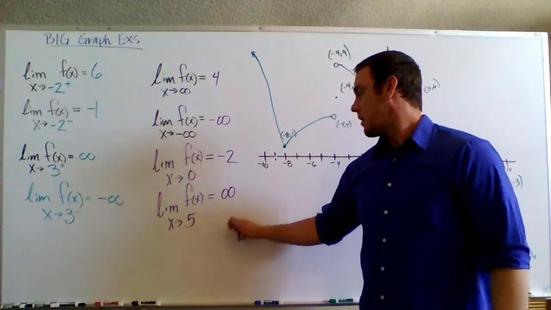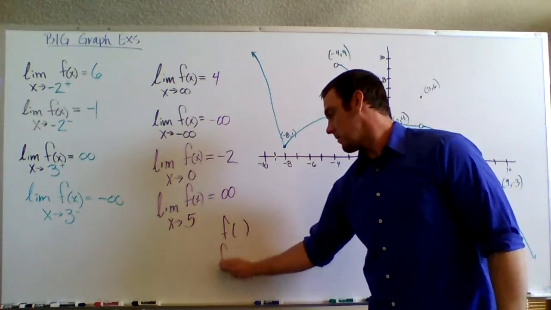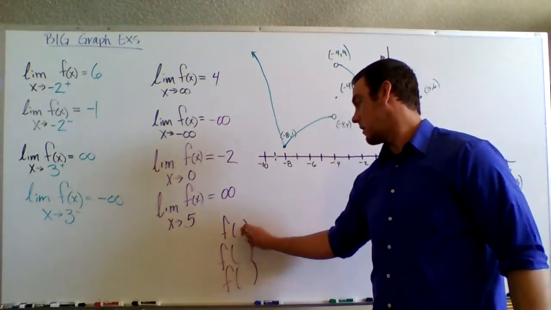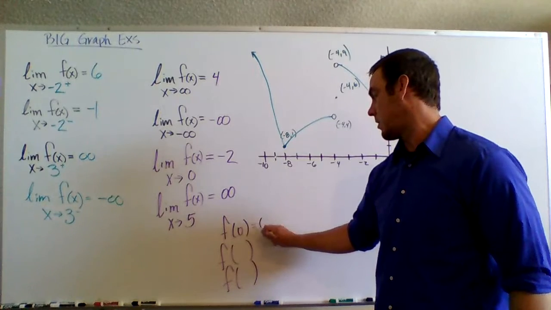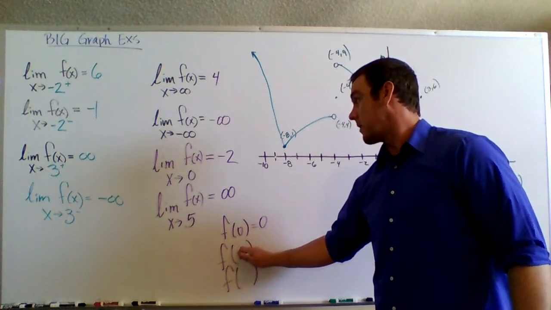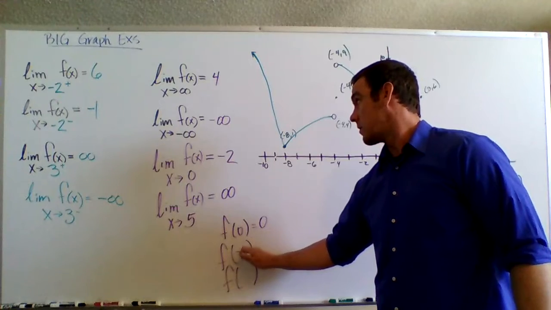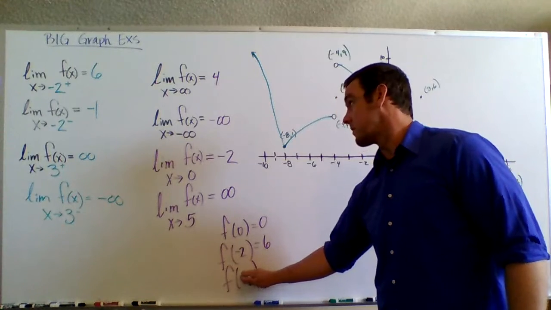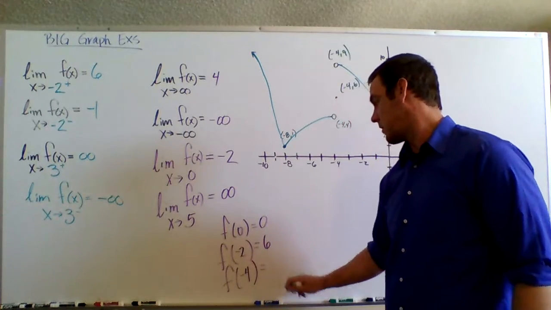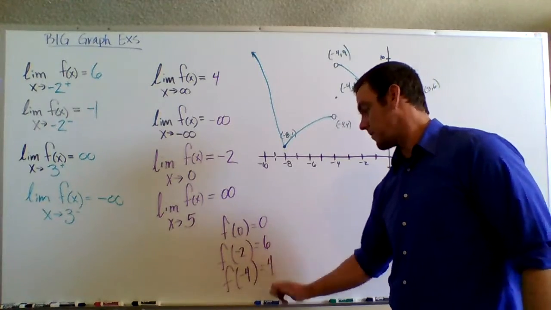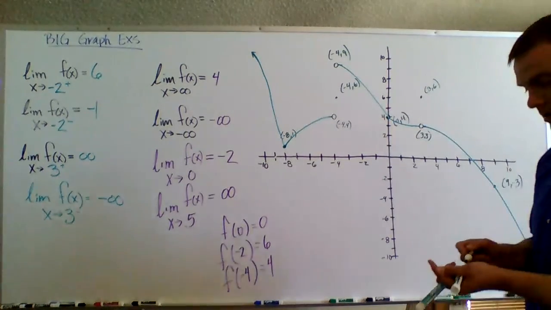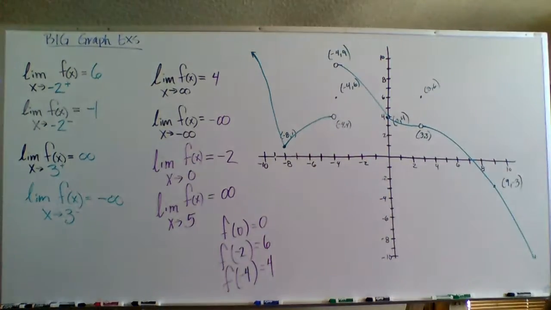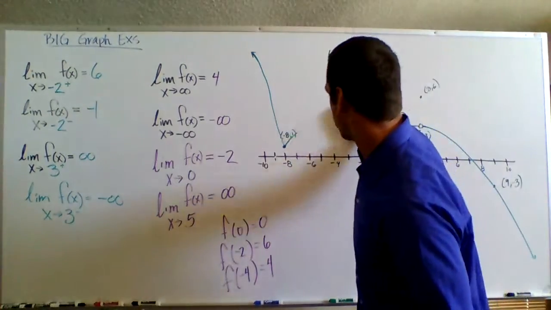I'll give you guys some points here. So we'll say f of 0 is going to be 0. We'll say f of -2 is going to equal 6. We'll say f of -4 is 4. Alright, so guys, go ahead, see if you can do this one on your own. I'll erase this. You guys probably want to hit pause, see if you can graph it. Alright, then we'll see how you did.